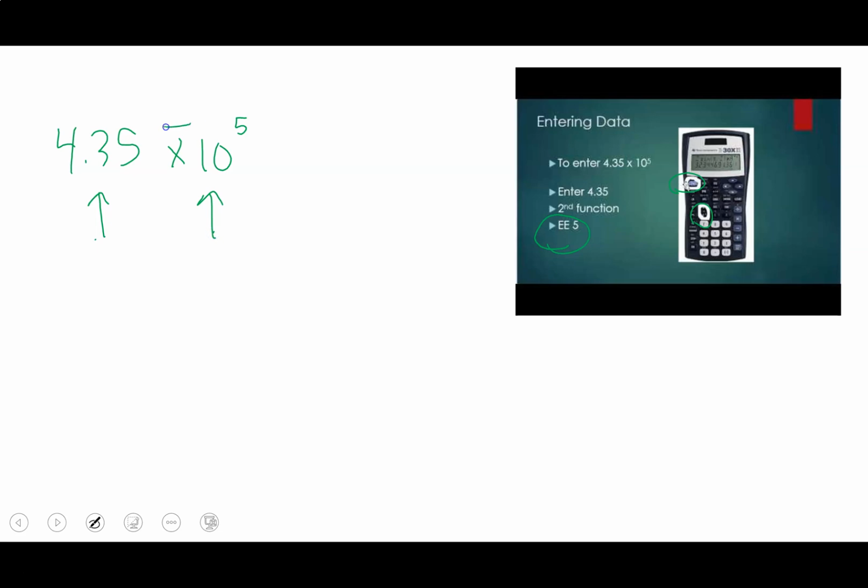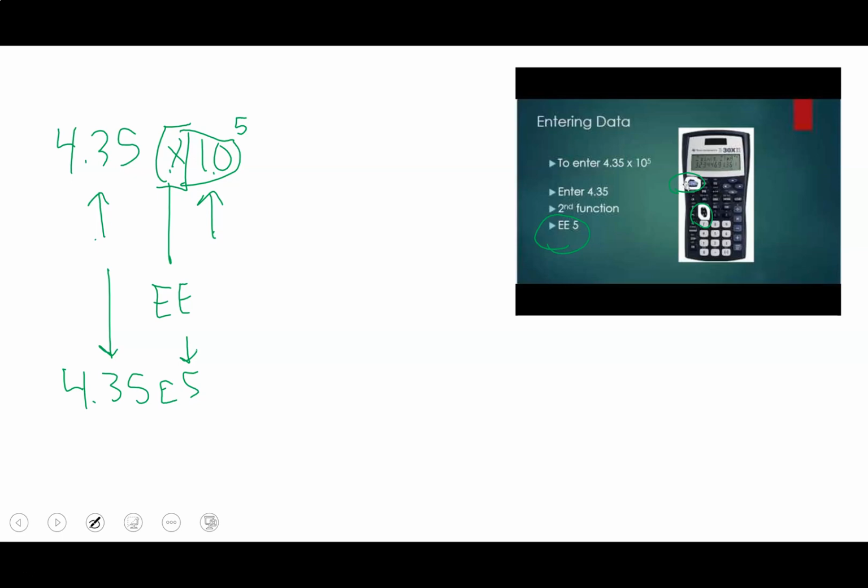And again, this times 10 piece right here is really the EE key on a calculator. So you don't have to hit the times, you don't have to hit the 10, you don't have to hit the raised to the power of. It actually knows to do that. Now your calculator is probably going to kick out answers that would also have things like this. And that's going to just show you that this is, again, the measurement, and then this is your factor of 10. So it's kind of splitting it up so that you can look at that.